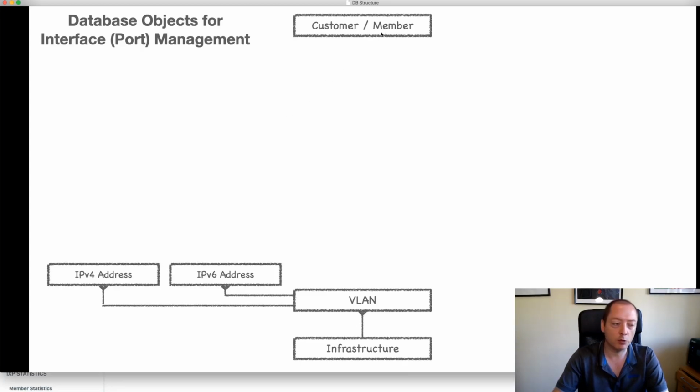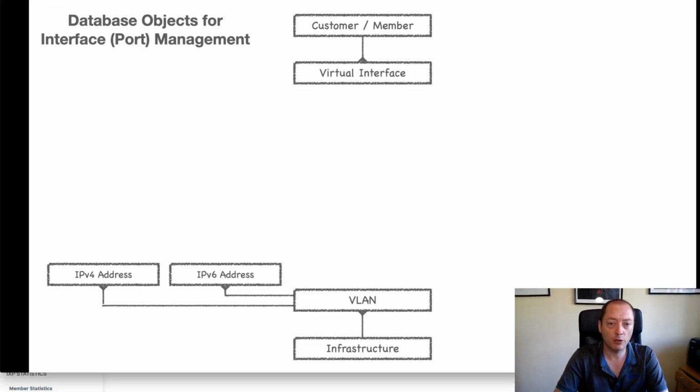So now what we want to do is give some connections, some interfaces, some ports to that member. And the first thing we do in that is we create what we call a virtual interface. As we'll see, a virtual interface is like database syntactic sugar. It's a means to collect the different objects that represent a member's connection into the exchange.